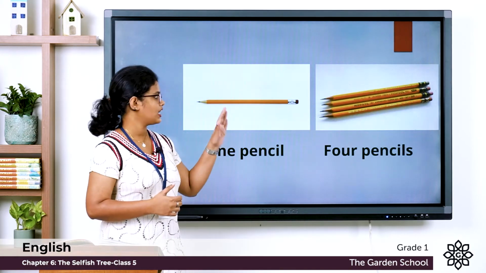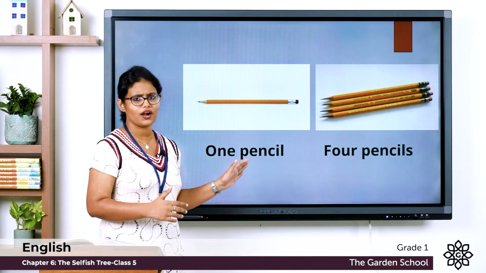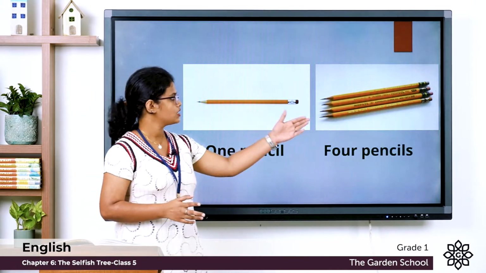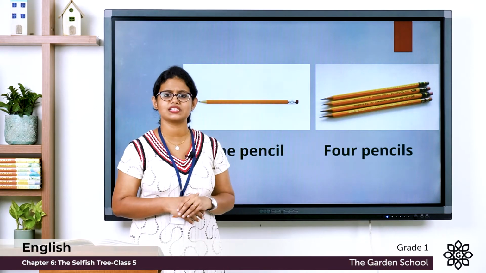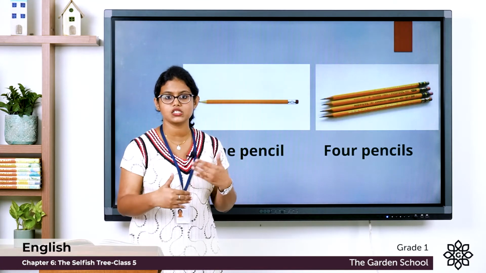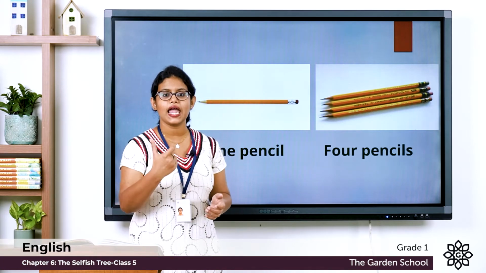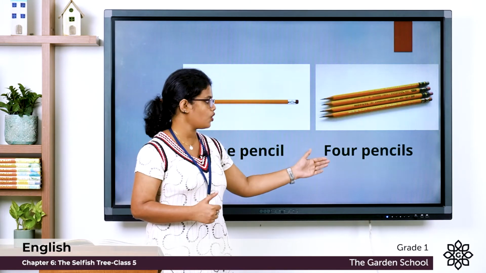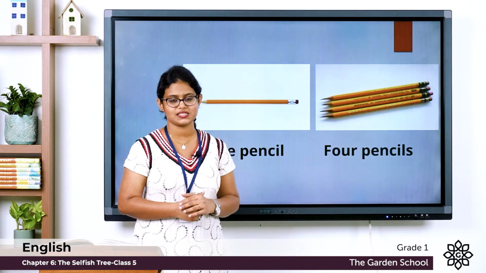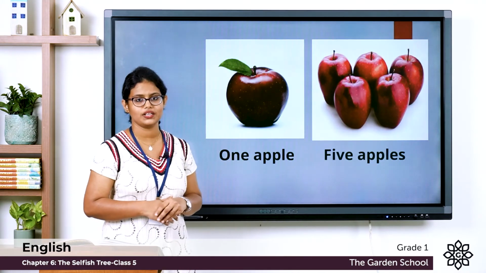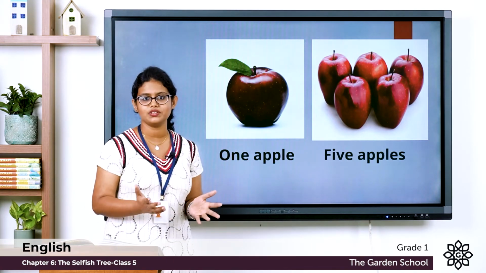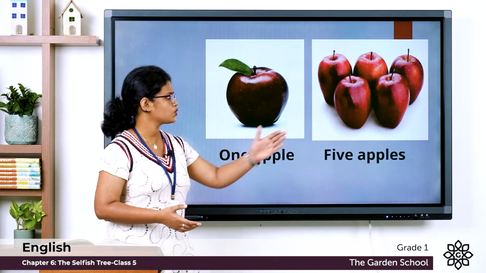Another one. How many pencils are there? 1. It is just 1 pencil. So we say 1 pencil. See the next picture. How many pencils are there? We have 4. So it is more than 1. So when it is more than 1, we need to add S at the end of the word. So it becomes pencils. So we have 4 pencils. See the next one. Here, how many are there? Just 1. 1 apple. So we say apple. So what about here?